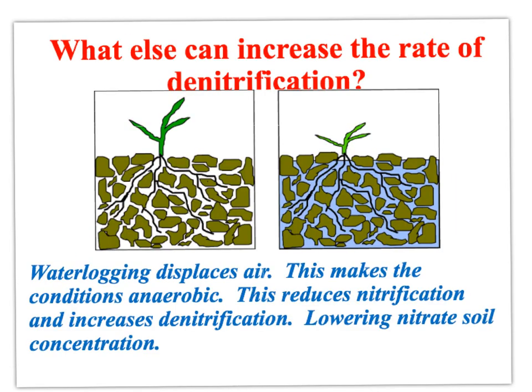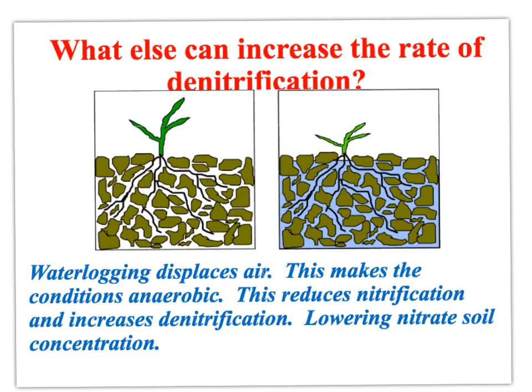Also, farmers try and avoid waterlogged soil. So if you look at the two pictures here, water, if it gets in between the soil particles, displaces the air. So here we've got lots of air surrounding the soil particles. When the water moves in, the air is forced out, it's displaced out.